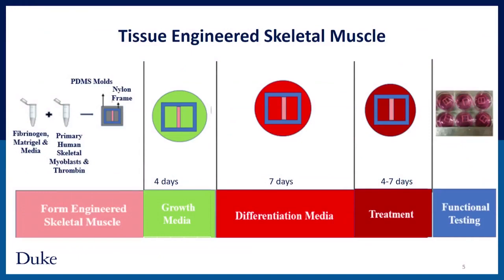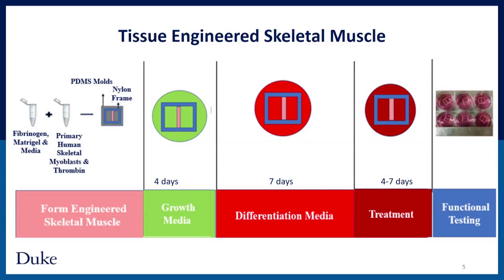Here, I'm presenting the model system from our lab. This is muscle myobundles based on a fibrin gel system. We first mix the fibrinogen with the matrix gel in one tube, and the primary human skeletal myoblasts and the thrombin in the other tube. Right after we mix these two tubes, we quickly pour the gel onto a nylon frame on a PDMS mold. And then we keep them in growth media for 4 days for the muscle cells to proliferate.